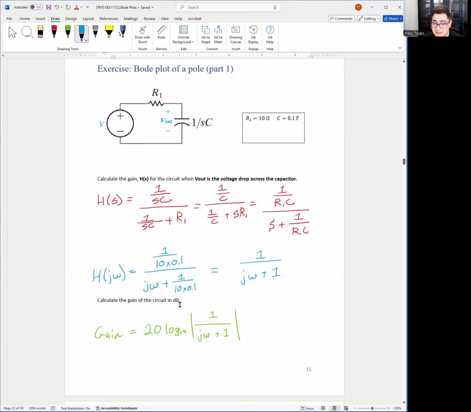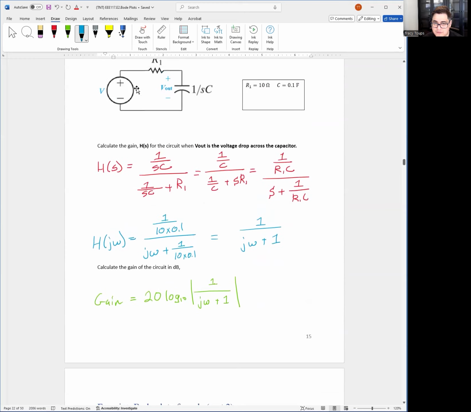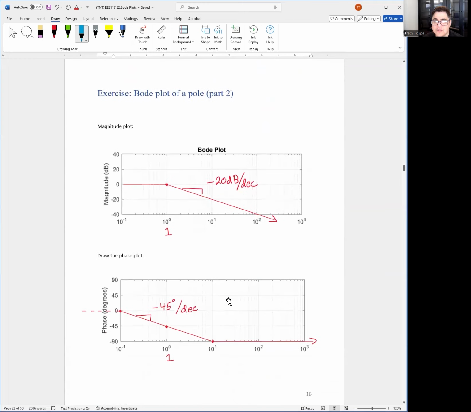So go ahead and calculate the gain in dB. The gain of the circuit is equal to 20 log 10 of the magnitude of 1 over JW plus 1. Okay, go ahead and graph this. Oh, by the way, this is the same pole and zero as example one, just to show you that even though it's a different circuit, you can still come up with the same answer.